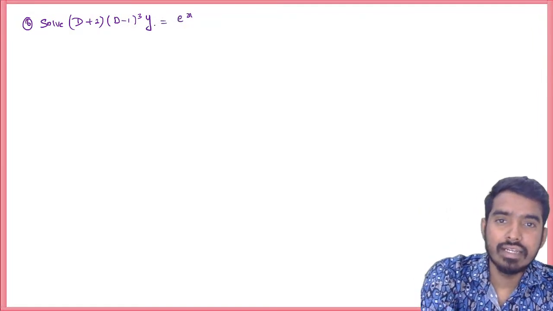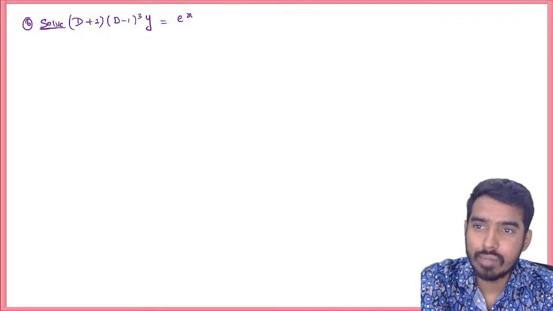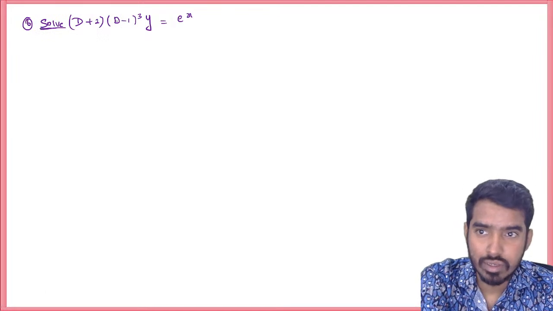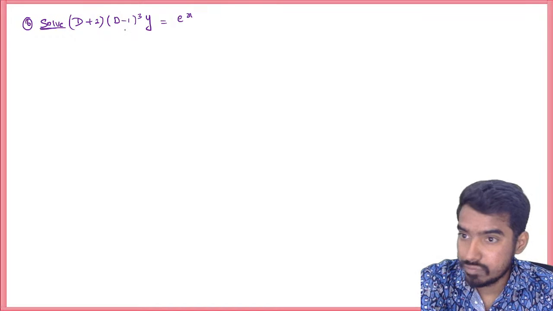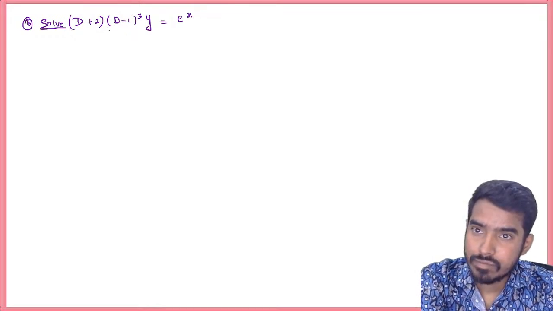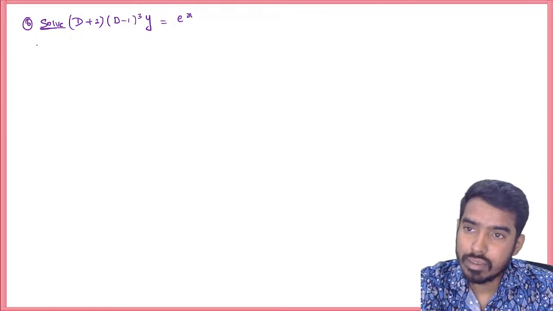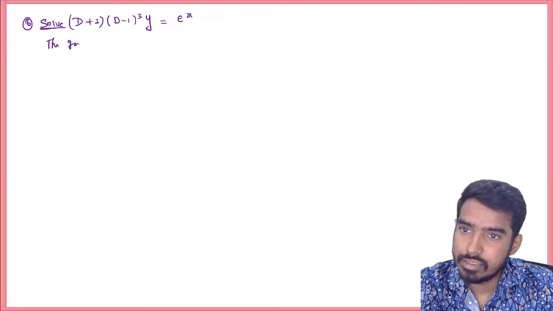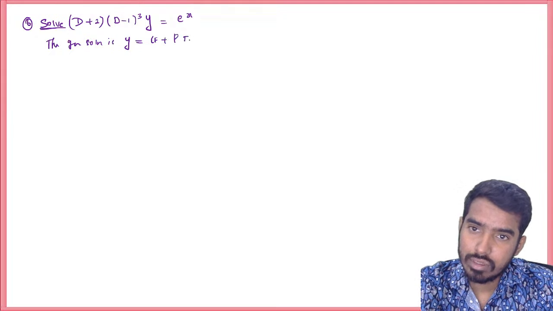So you can see it is a linear differential equation of constant coefficients, right? So they are given in factorized form, right? No problem. Of order 4. Okay. So we will be having d plus 2 d minus 1 whole cube of y. So the general solution is y is equal to cf plus pi.